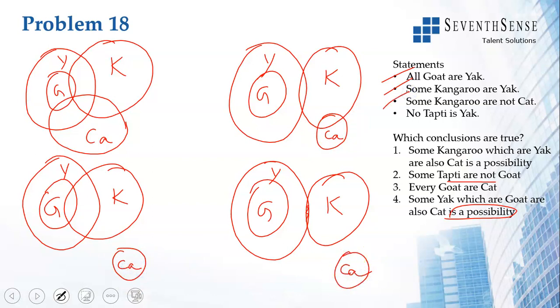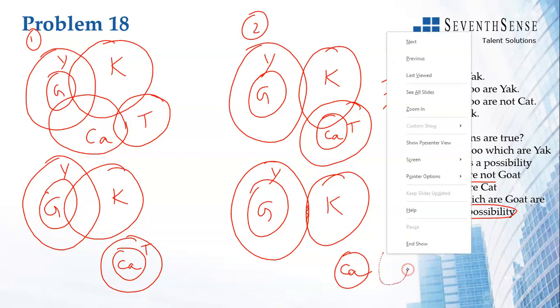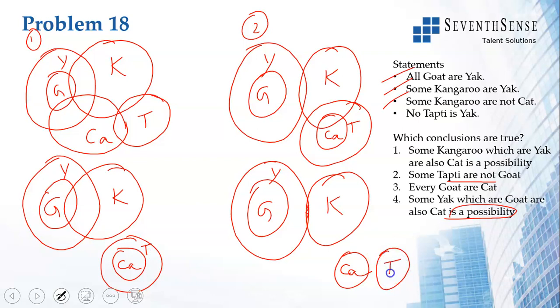Done. No tapti is yak. So I will draw no tapti is yak. This is my diagram 1, my diagram 2, diagram 3. No tapti is yak, so I put this here. And I put this here. So I put this no tapti is yak.